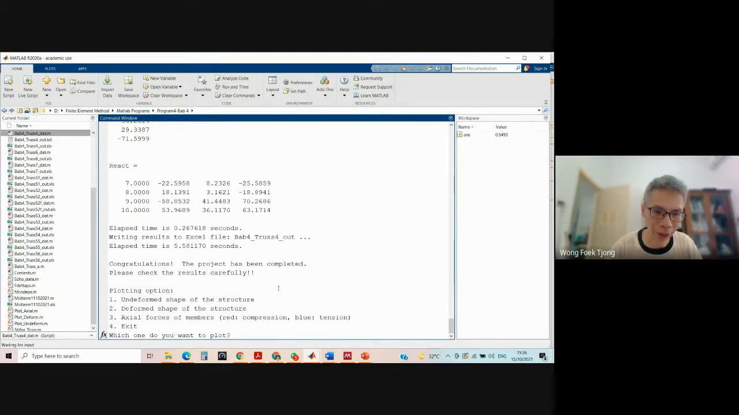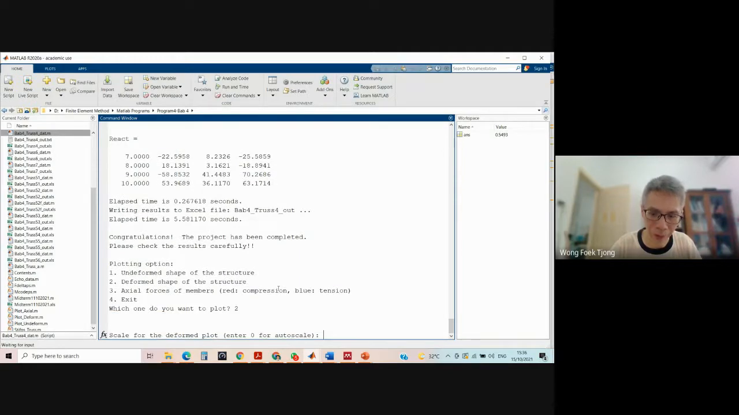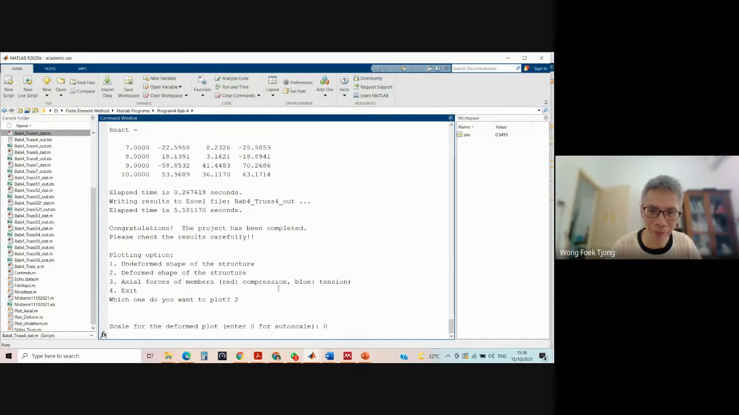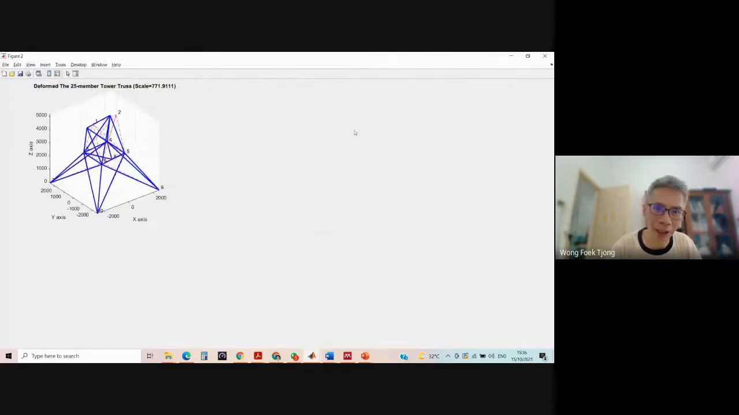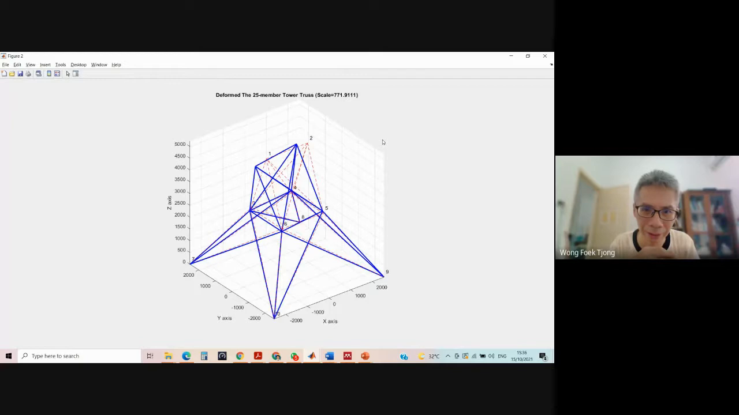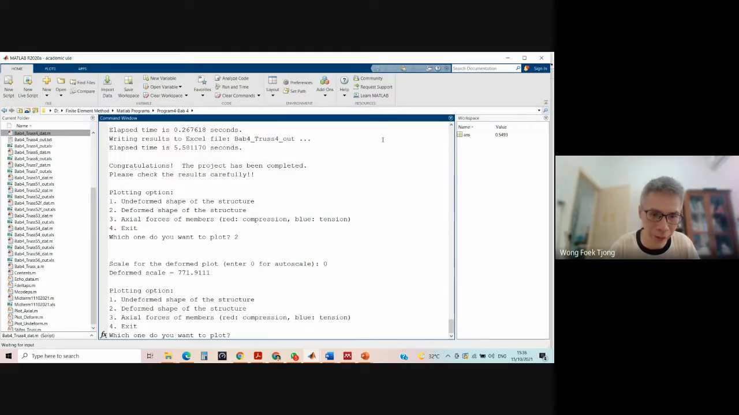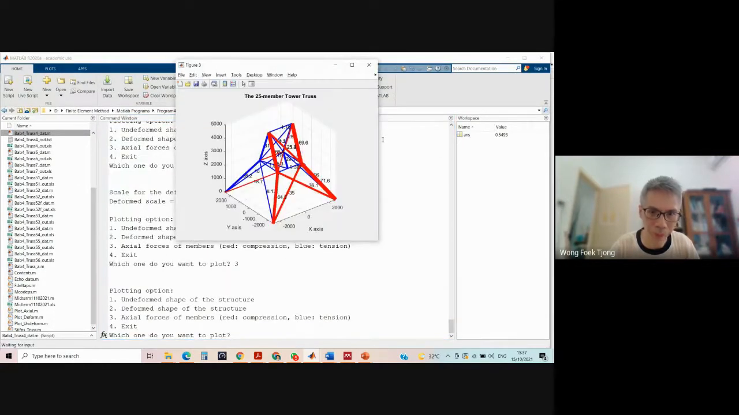Okay, you can see the deformed shape. That's automatic like this. Where is the picture? Oh, here it is. Can you see? So the deformed and undeformed, it seems that the deformation is mostly on the top part only. The lower part has almost no deformation, okay? For this tower. And then the axial force, and so on, okay?